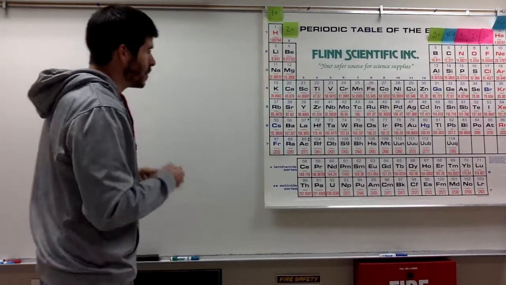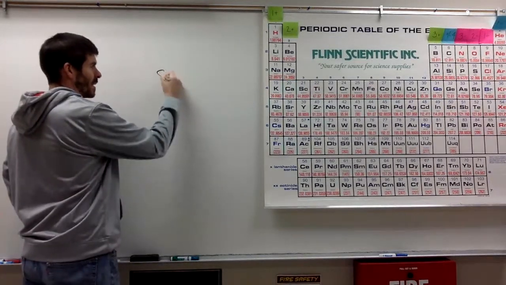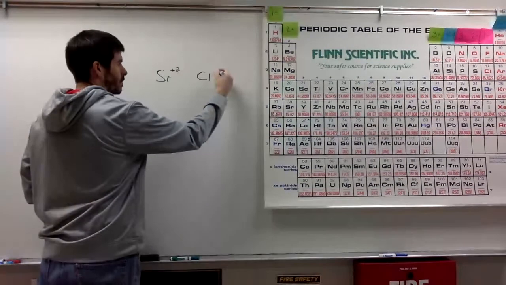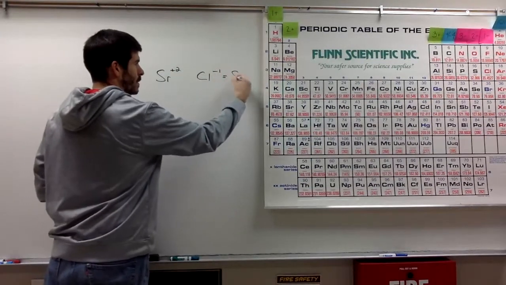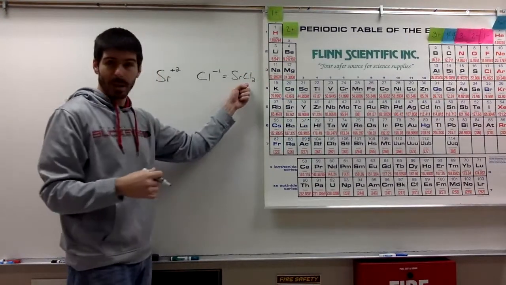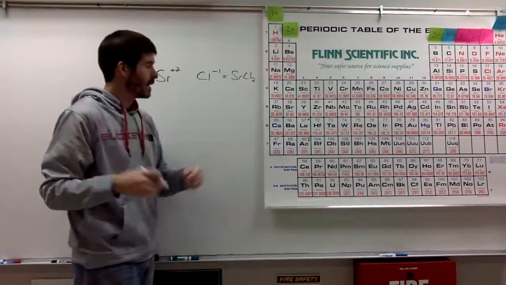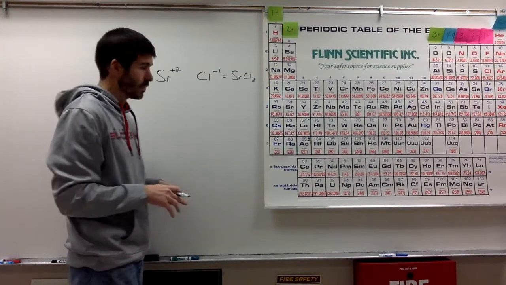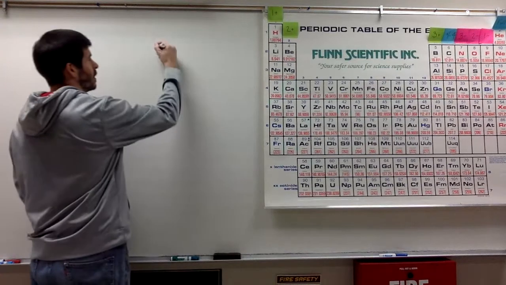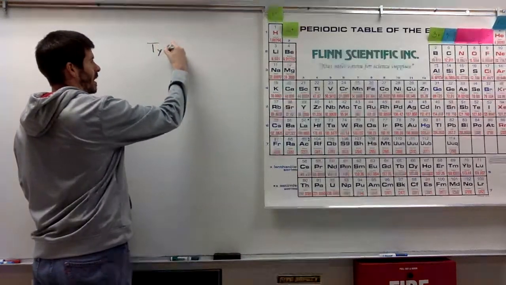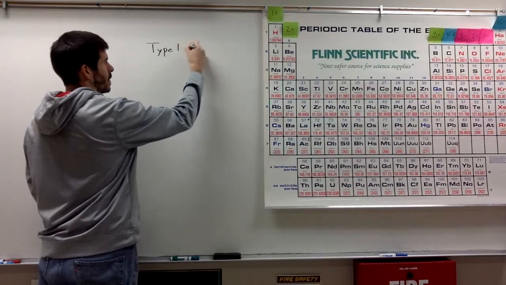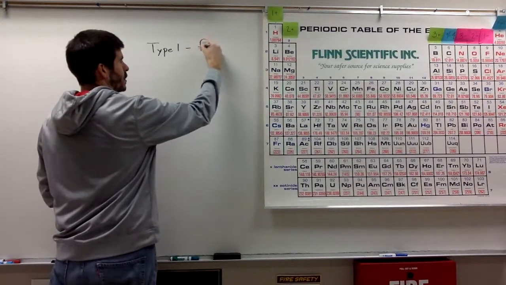So if we take any two of those, strontium, for example, we already did, and chlorine, we can get strontium chloride. And we know, if we know the charges, we know the formula. So we don't need any extra in the name to figure out what the formulas for these are. And we call those our type 1 ionic bonds. Okay. So they have fixed charges.